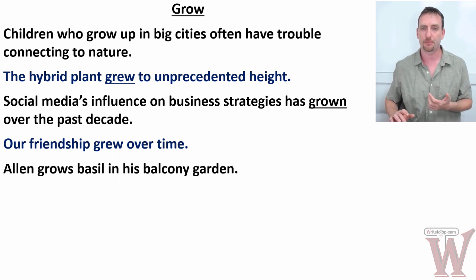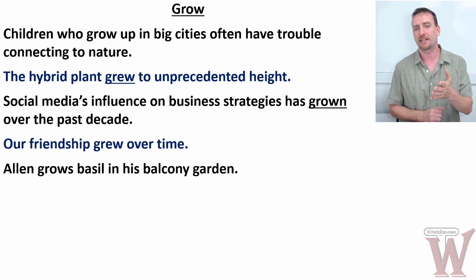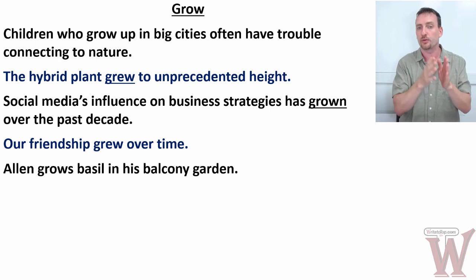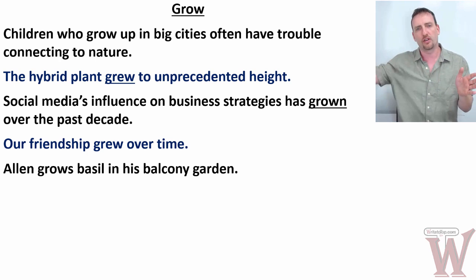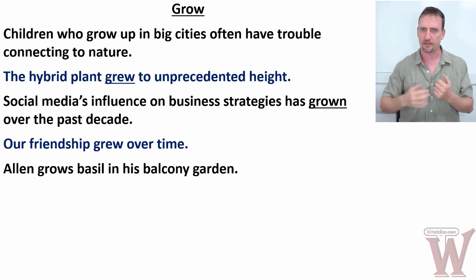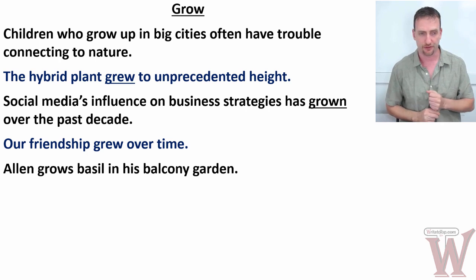Let's look at some examples of these sentences. Grow. Children who grow up in big cities often have trouble connecting to nature. So they grow up means that's where they develop, that's where they learn, that's where they mature into adults. If they do it in the city, when they go to the countryside, you know, they're not so connected to the trees, to the land, to whatever. Maybe they get afraid of animals.